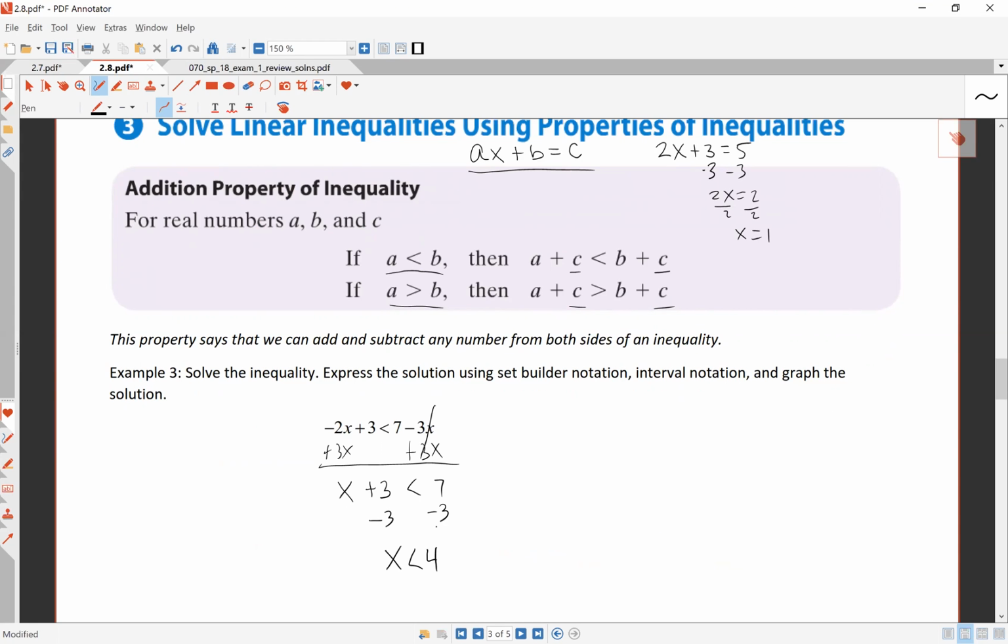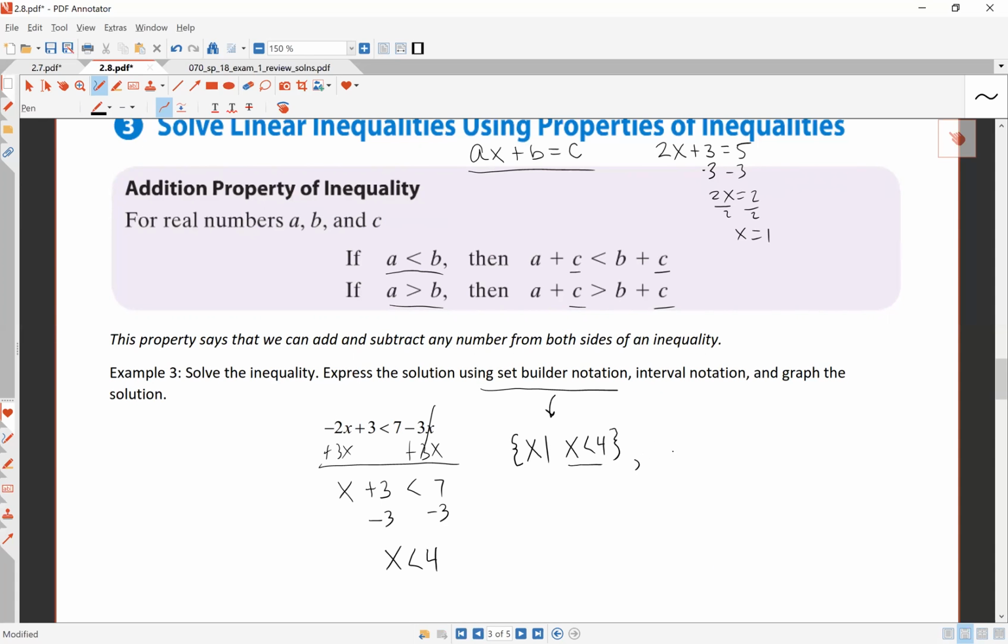That problem involved just the addition property of inequality. Now we express that solution set using set builder notation. That is pretty simple. We just say the set of x such that, insert the inequality here. Every time you write set builder notation, it starts with the set of x such that, and you just put your inequality inside the braces.